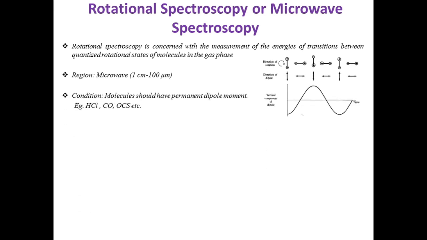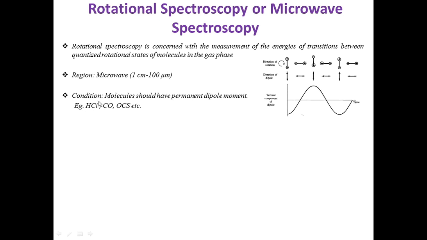Rotational spectroscopy is mainly concerned with the transition between quantized rotational states of a molecule in gas phase, and the molecule interacts with the microwave region of electromagnetic radiation of wavelength 1 centimeter to 100 micrometer. The condition for a molecule to be microwave active is that the molecule must have a permanent dipole moment. Examples are HCl, CO, OCS.